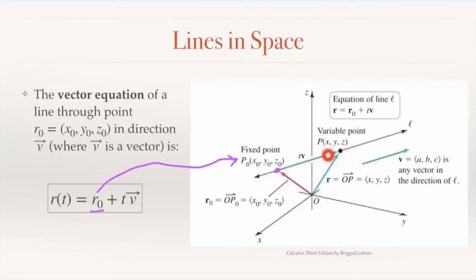The larger t is, the further we go along the line. And when t is negative, we go along the line in the negative direction. So every point on this line corresponds to this equation for some given t, where that t is just how much we need to scale v to get to that point.